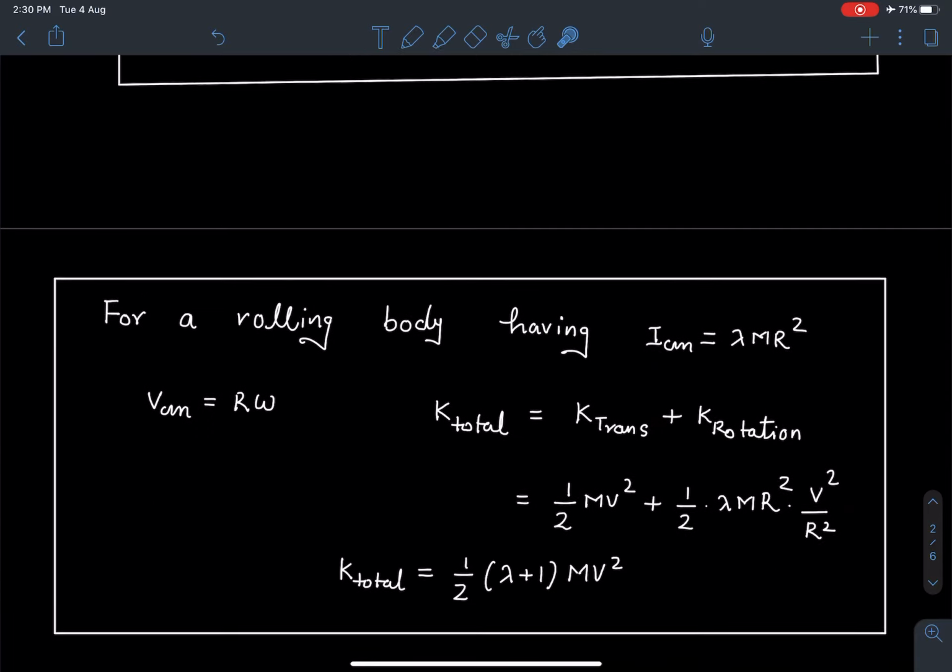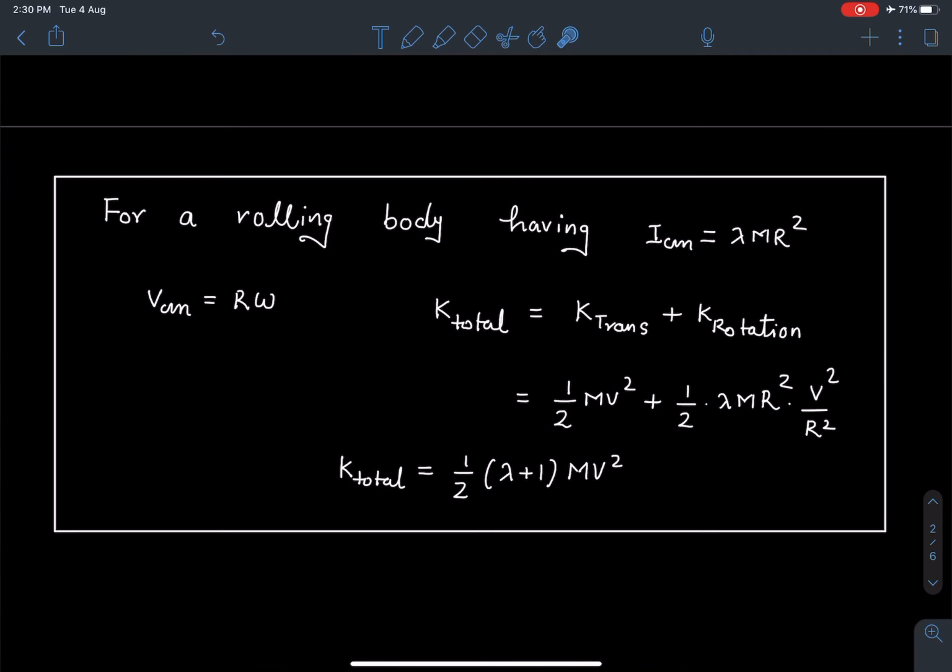Next, if there is a rolling body on the ground in such a way that its velocity of center of mass is related to angular velocity as v_cm equal to r omega, in that case, for such bodies having moment of inertia of the form lambda m r squared: if lambda is 1, it's a ring or a hollow cylinder. If lambda is half, it is a disk or solid cylinder. If it is 2 by 3, it's a shell, and if it is 2 by 5, then it is going to be a solid sphere.